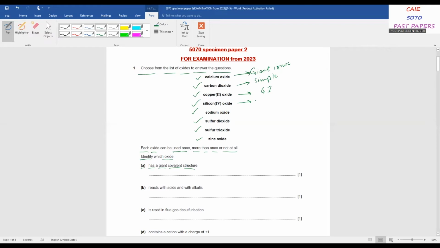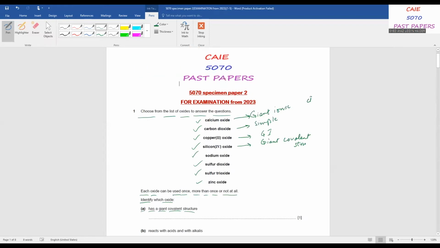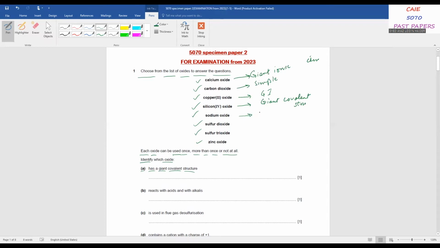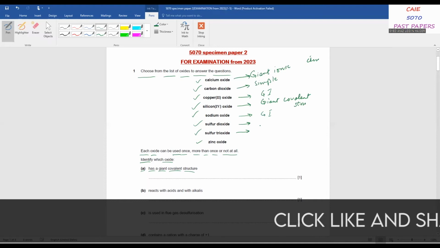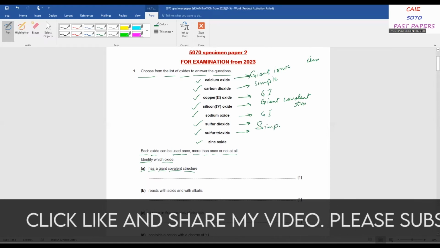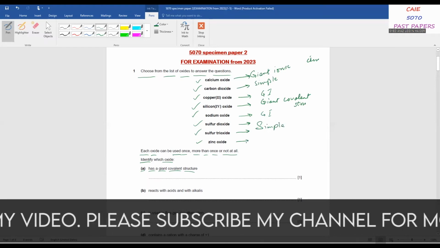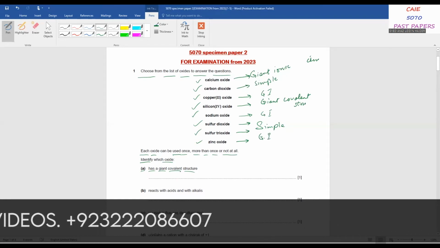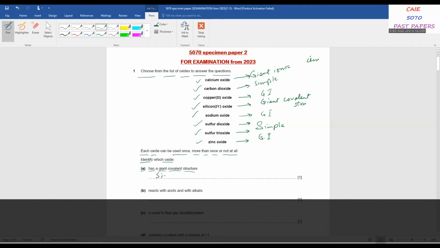Silicon 4 oxide, it must have giant covalent structure. So I will write giant covalent structure here. You see the other options also. Sodium oxide, again giant ionic. Sulfur dioxide, sulfur trioxide, both are simple. Zinc oxide, again giant ionic. So for part A, the answer will be silicon 4 oxide.